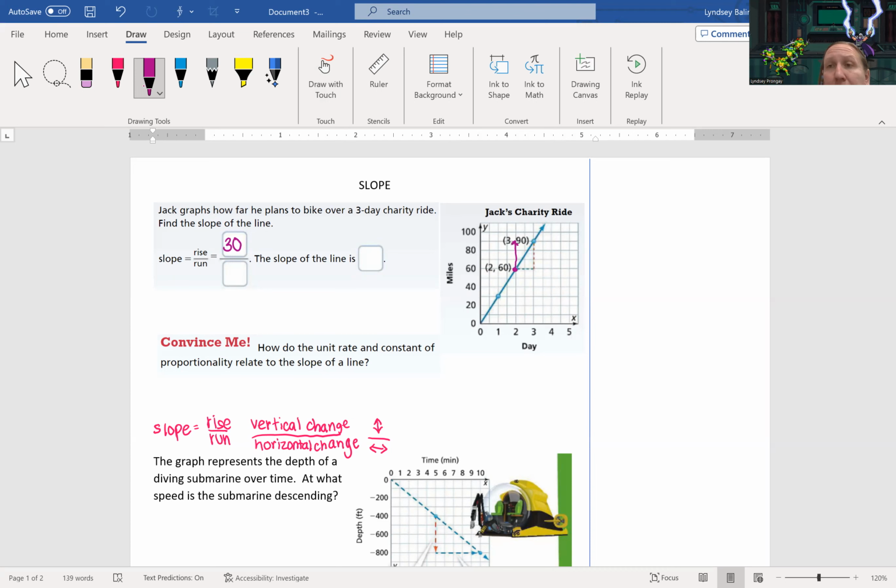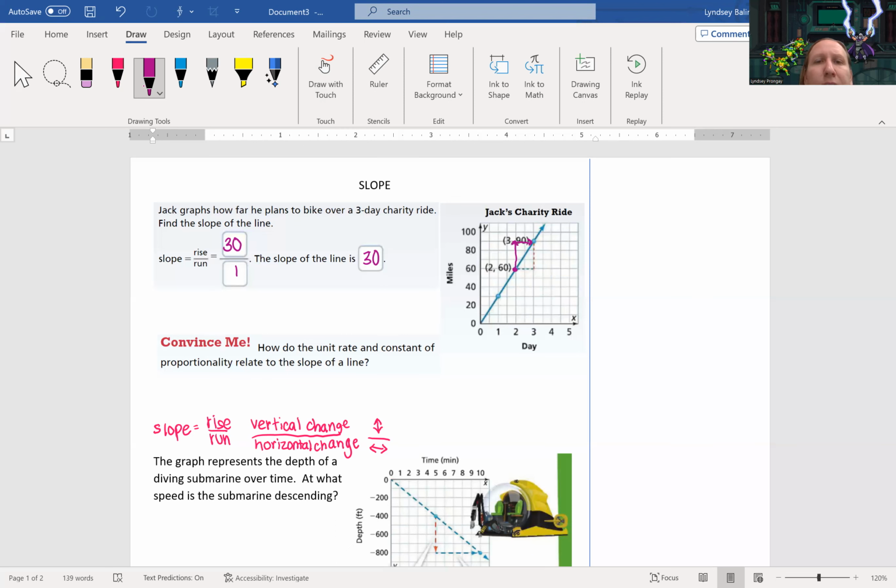Always look at the numbers on the axes if they don't give you the numbers right next to the ordered pairs. But this one has a Y value of 60. This one has a Y value of 90. It went up 30. From there, we start where we left off, and we're going to go over to where our other point is. Here, the X value was 2. And even though we're going over 2 boxes, the other point has an X value of 3. So the run is actually 1. It went from 2 to 3. And 30 over 1 is just 30. So the slope of that line is 30.